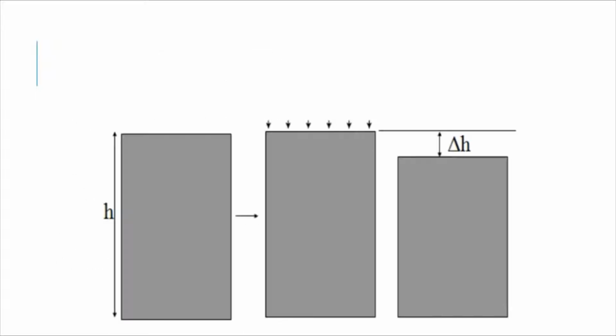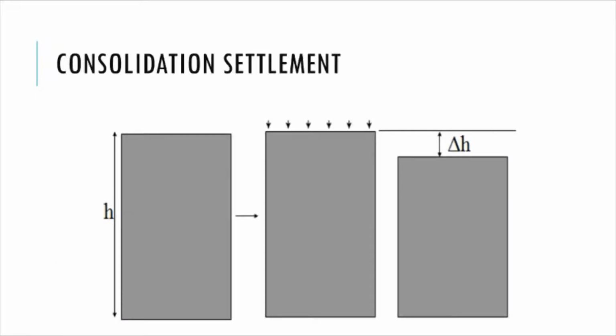So this is what happens when there is consolidation settlement. This is the original height of the soil, and when load is applied, the soil is being compressed, the soil will settle, and there will be a change in the height of the soil, and this will be the difference of the height of the soil from the original height to the second height after the settlement of soil.